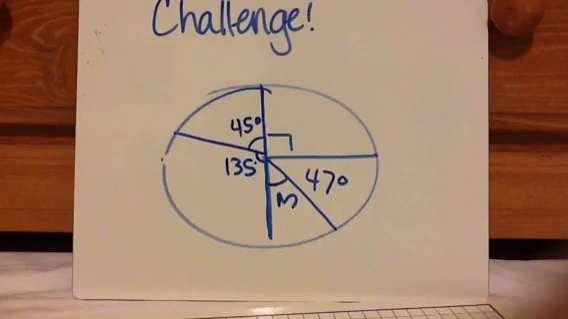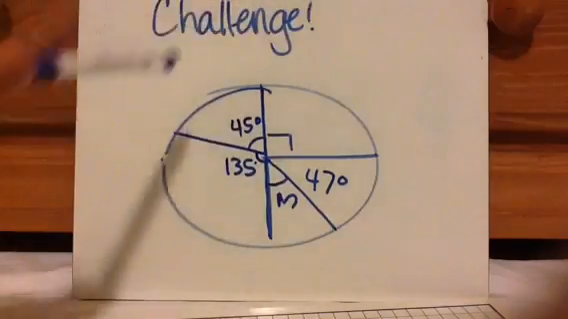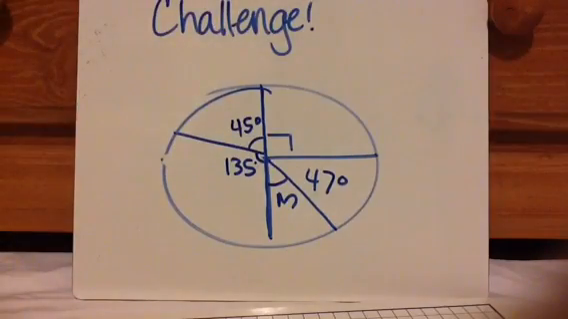Here's a quick challenge question for you. I want you to figure out what this could be. So I'm going to give you a hint. The entire measurement for a circle is 360 degrees. So see if you can solve that. Press pause and then press play when you're ready.